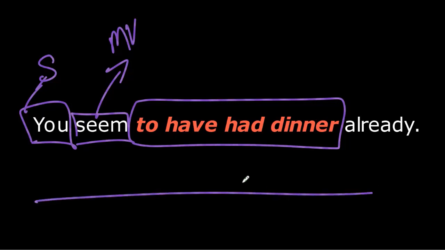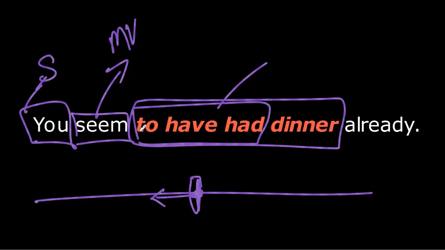So this refers to the present time, right? But this infinitive, which is an action, refers to a time which is prior to this time, which is the present. So it refers to a past time. You seem to have performed an action in the past. You seem to have had dinner already. So to have had is my perfect infinitive, and dinner is the object of the infinitive, right? Had what? To have taken what? Dinner, right? So this is my perfect infinitive phrase. You seem to have done something. You seem to have had dinner already.